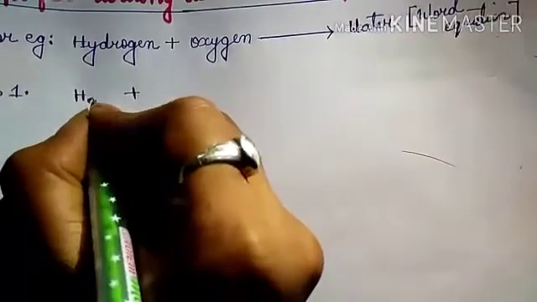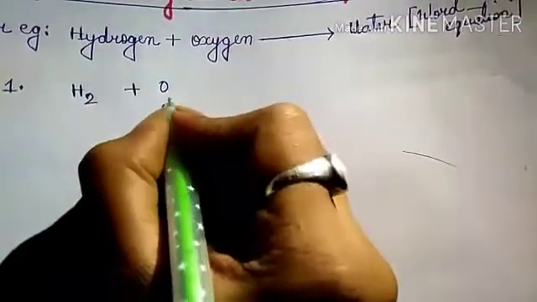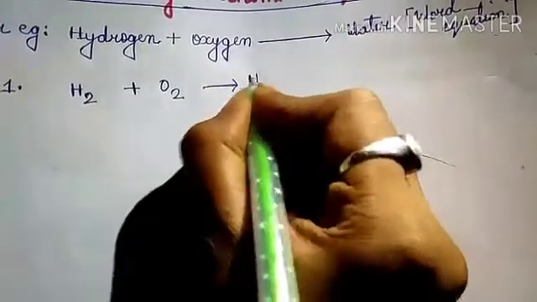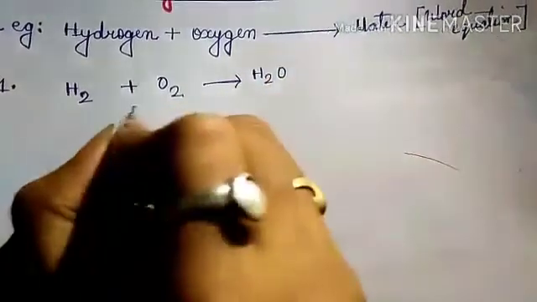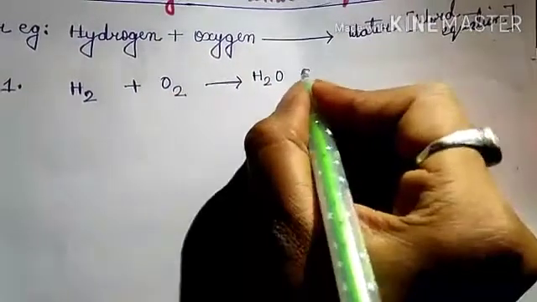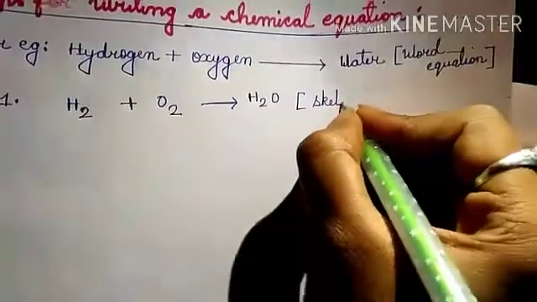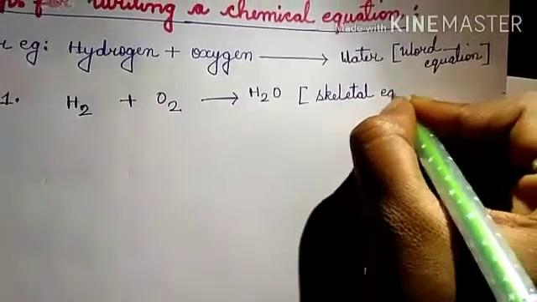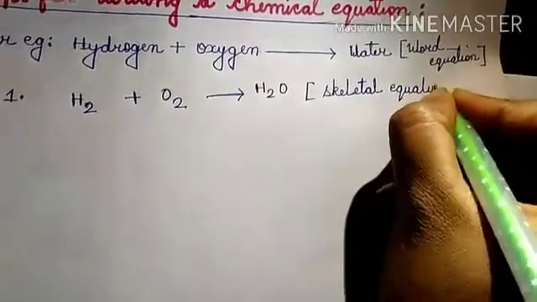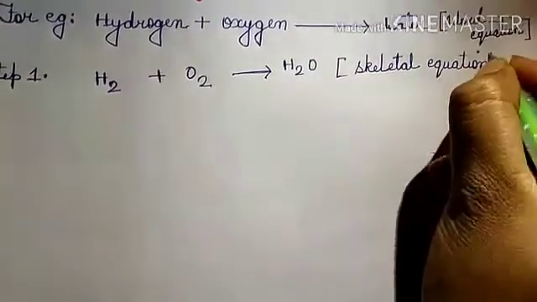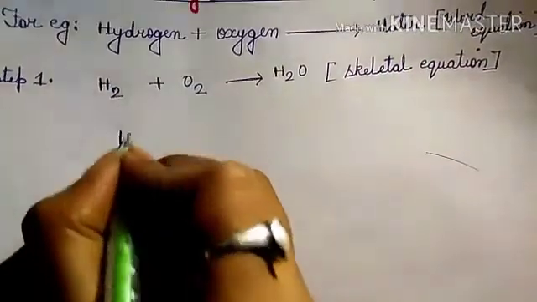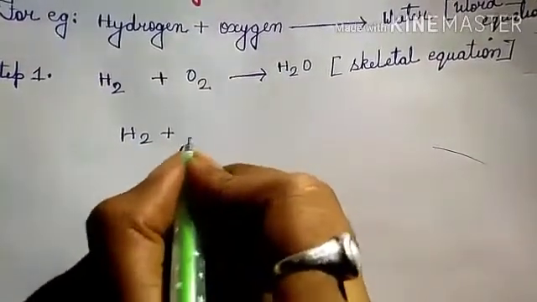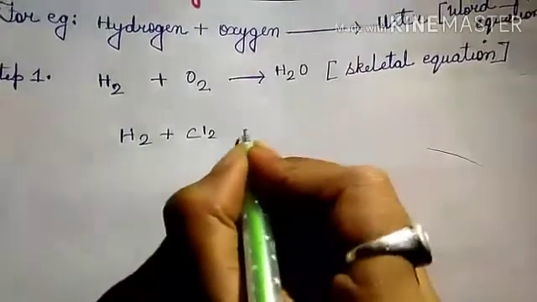Now we will see the next example. Hydrogen plus oxygen react to give water. Here the symbol of hydrogen is H2 and the symbol of oxygen is O2. But on the reactant side there are 2 hydrogen and 2 oxygen, while on the product side there are 2 hydrogen and 1 oxygen. So this type of equation is called a skeletal equation. Now we will see one more example of a skeletal equation.